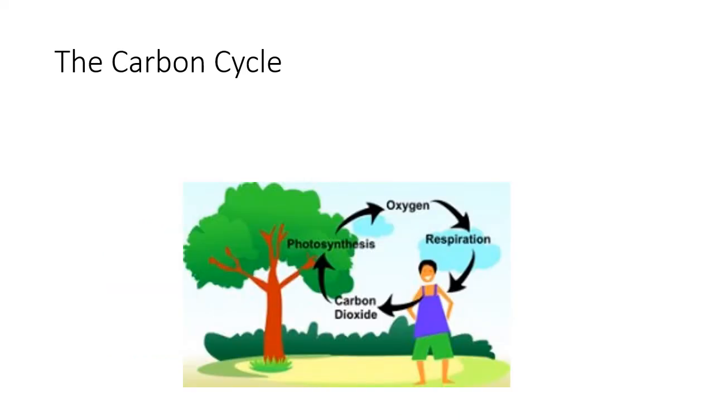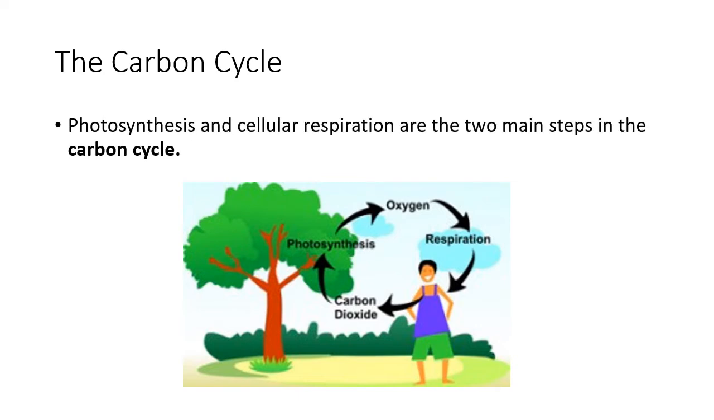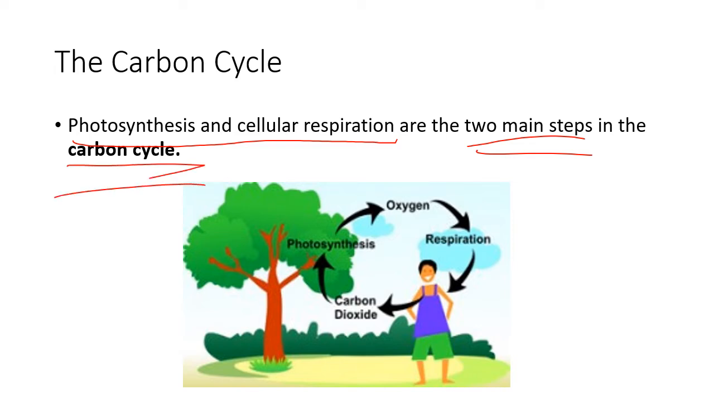So here's the carbon cycle. Here we see we breathe it out, and photosynthesis from the plants brings out oxygen, which through respiration we breathe in. So photosynthesis and cellular respiration, these are the two main steps in the carbon cycle.